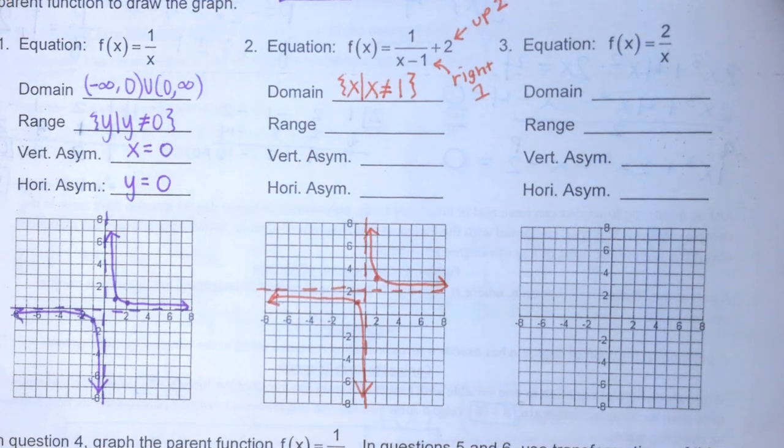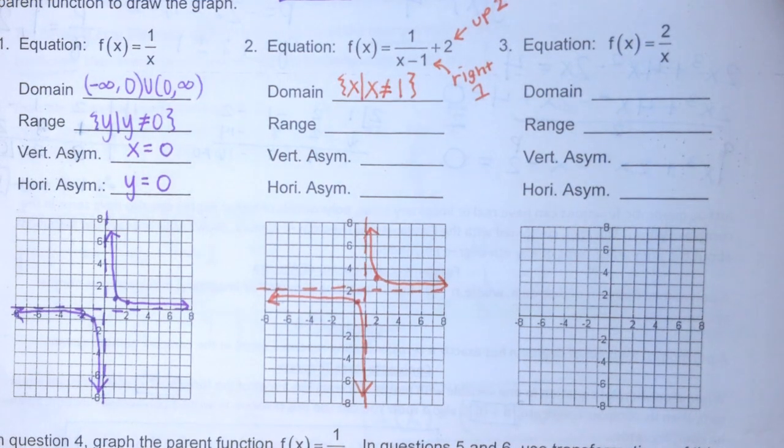Or you can write negative infinity to 1, union with 1 to positive infinity.